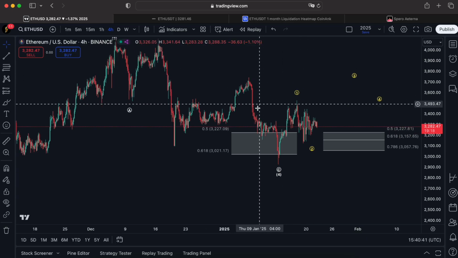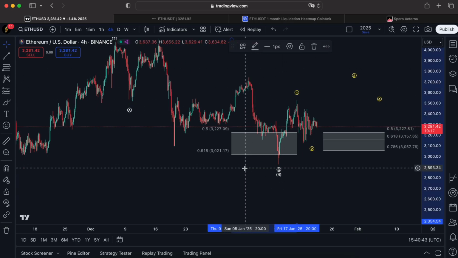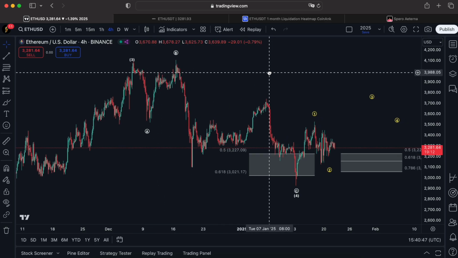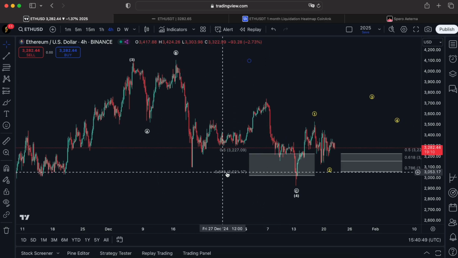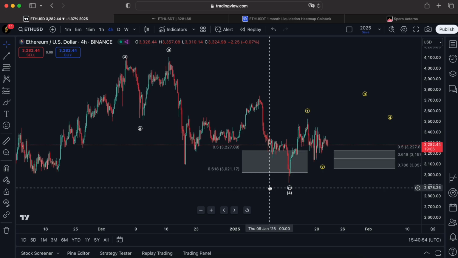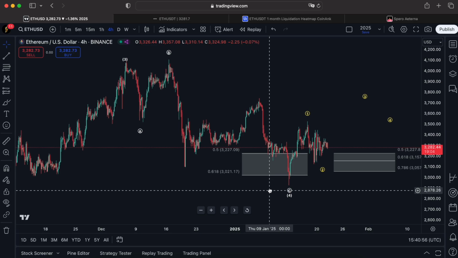What we can see down here is a support box for our wave 4. This is defined by the length of the wave 3 to some extent. And what you can see, these are Fibonacci levels. They're commonly used with Elliott waves. We talk about this in some of our videos if you're interested.